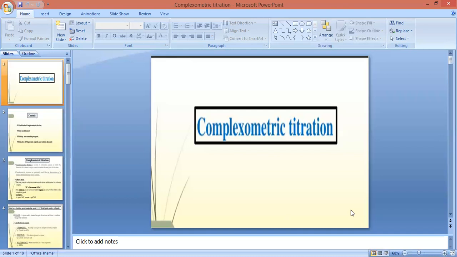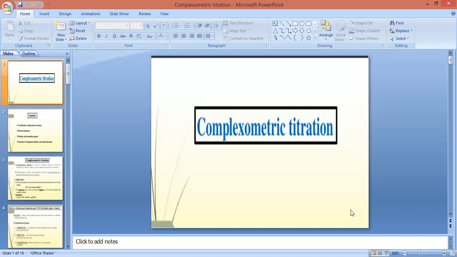Standard solution is nothing but the solution whose concentration is known to us. And here the concentration of solution used for performing complexometric type of titration is either 0.1 or 0.05. So the standard solution used is the complexing agent, that is disodium EDTA, and it is used in a concentration of 0.1 or 0.05. The standard solution is usually filled into the burette.